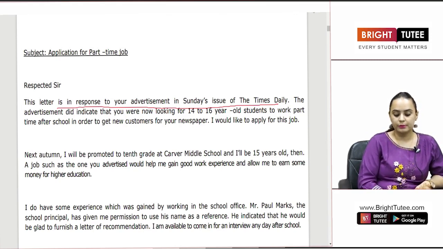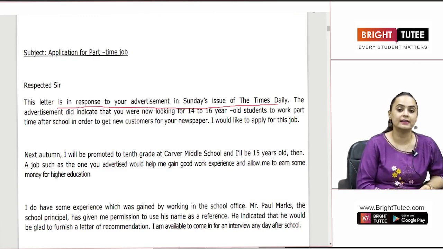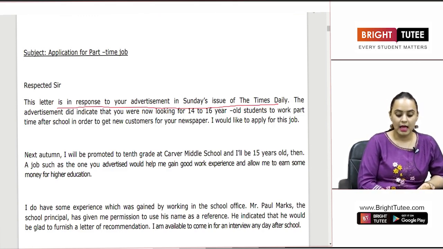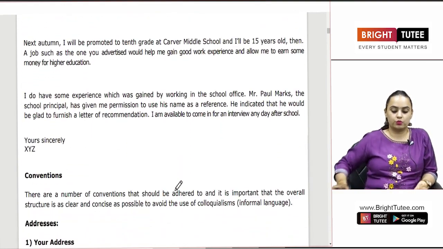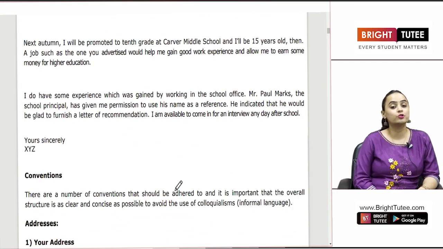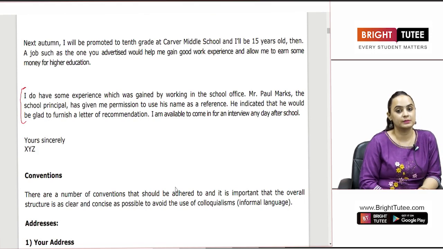Next autumn, I will be promoted to 10th grade at Karnar Middle School and I'll be 15 years old then. So the person is telling that he is going to turn 15 next year. And a job such as the one you advertised would help me gain good work experience and allow me to earn some money for higher education. I do have some experience which was gained by working in the school office. So in the last paragraph, the person writes about the good experience that he has, that he worked in the school office and that is how he got the experience.